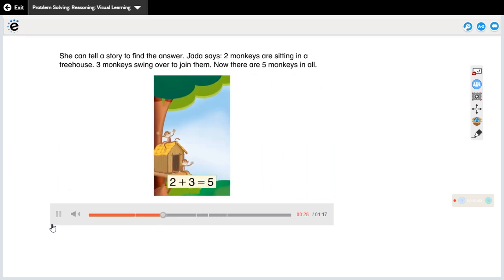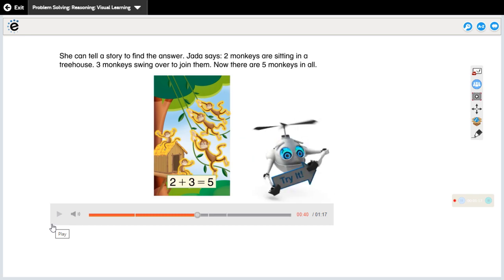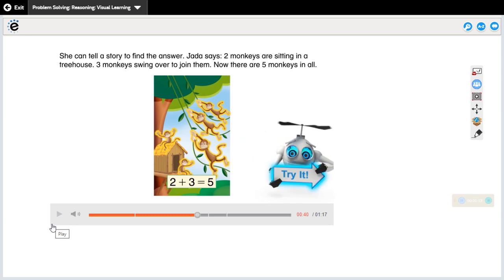She can tell a story to find the answer. Jada says, two monkeys are sitting in a treehouse. Three monkeys swing over to join them. Now there are 5 monkeys in all. So basically we took the 2 and we took the 3, the 2 monkeys and the 3 monkeys, and we put them together into one group. So we have 5 monkeys now.